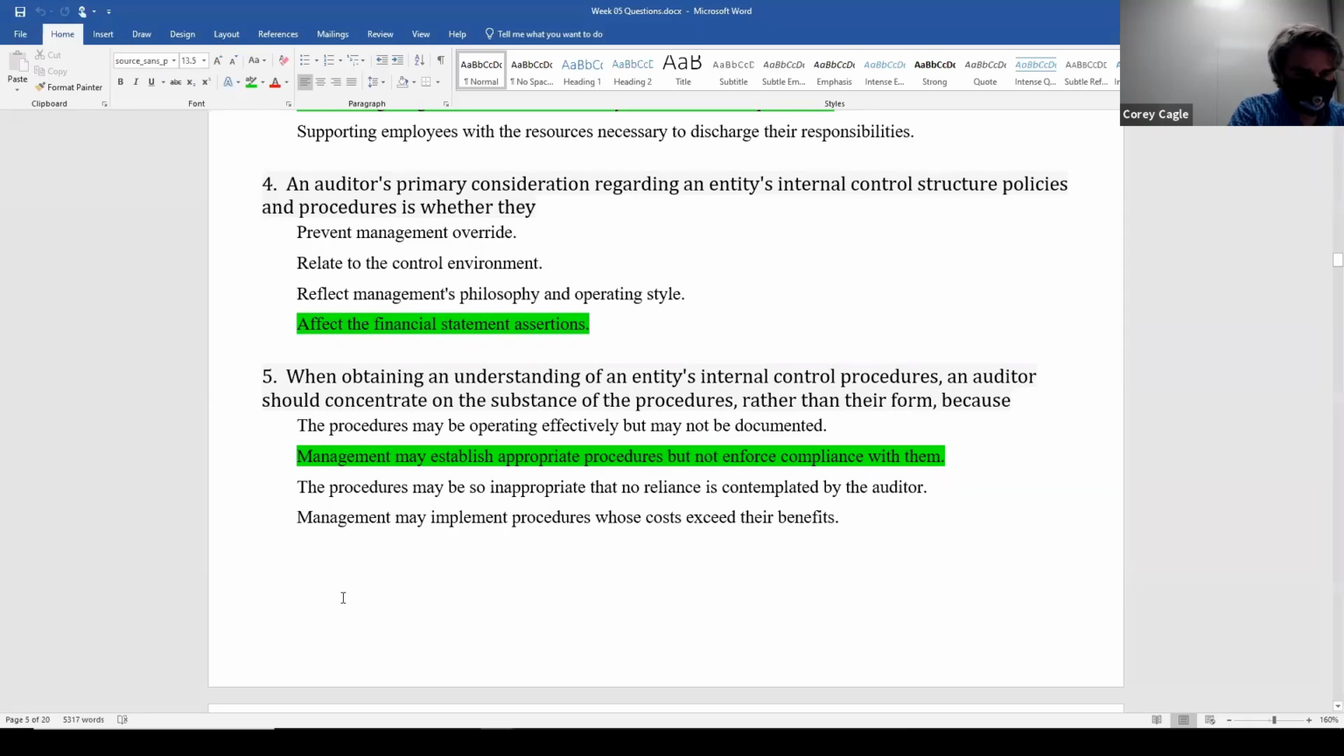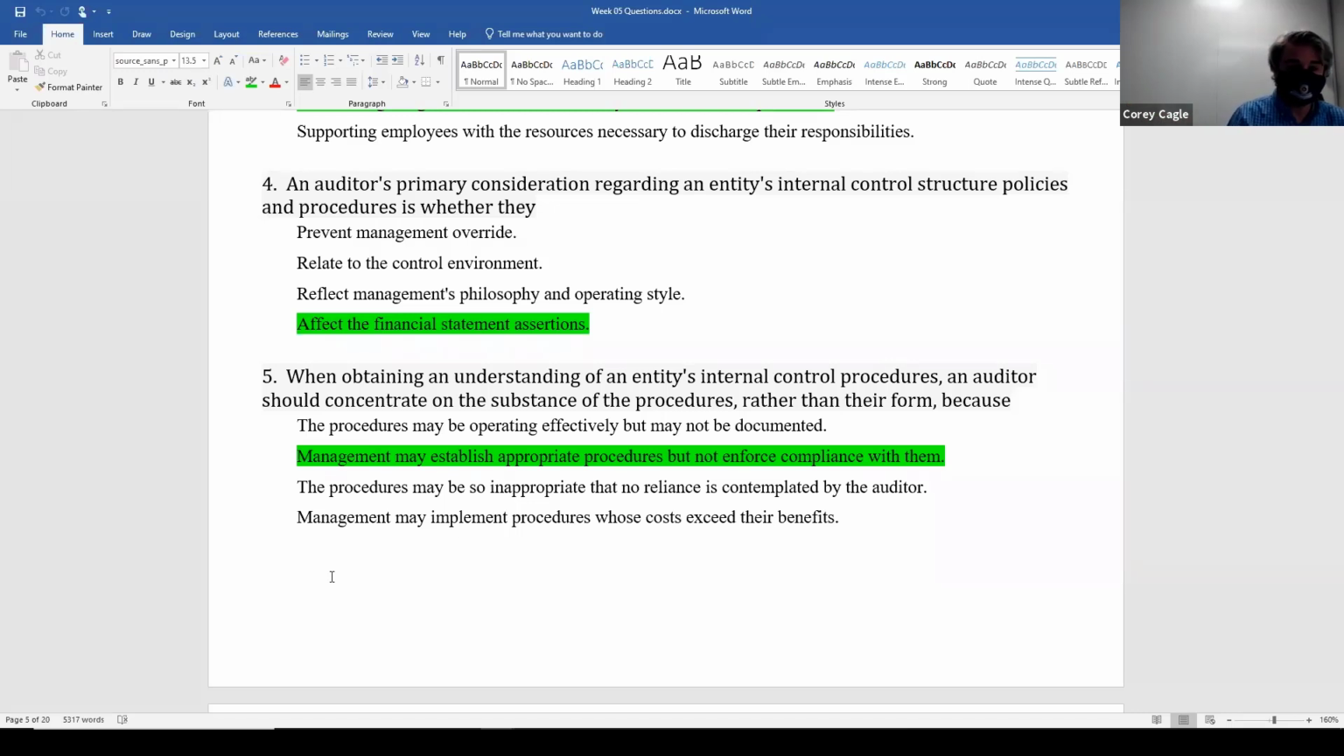So A says operating effectively but may not be documented. Doesn't seem like anything we care about. B says management may establish appropriate procedures but not enforce compliance with them. And that kind of makes the sentence make a little more sense. I'm not real sure what they're talking about, but reading B kind of puts the piece of the puzzle together. That makes this kind of logical. So you go back and reread it.